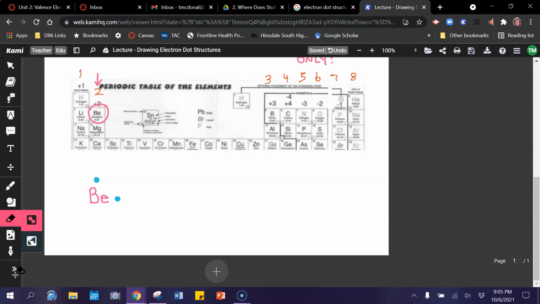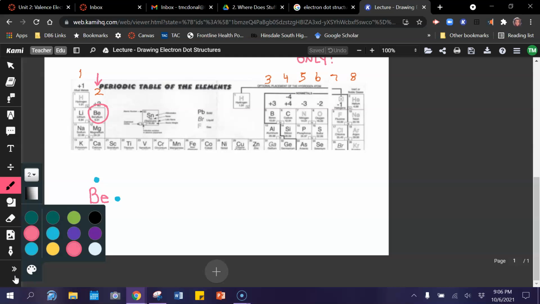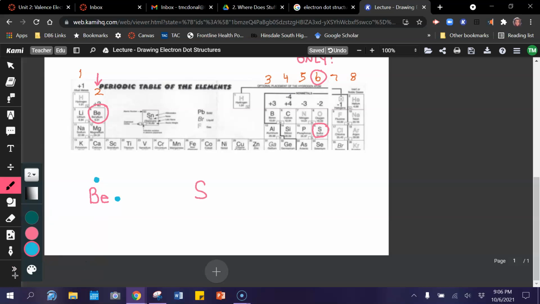All right, let's try one more, and then I'll set you loose to work on your assignment for today. So let's say that I wanted to draw the electron dot diagram for sulfur. Sulfur is in group 6. We have a 6 above that column. So I'll draw an S for sulfur, and then I have to draw 6 electrons for my electron dot structure.